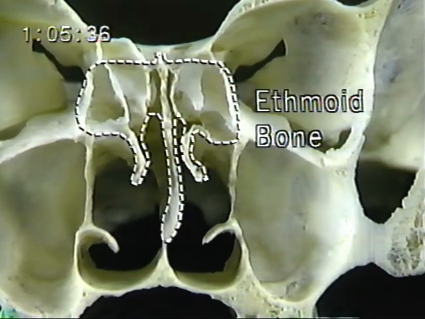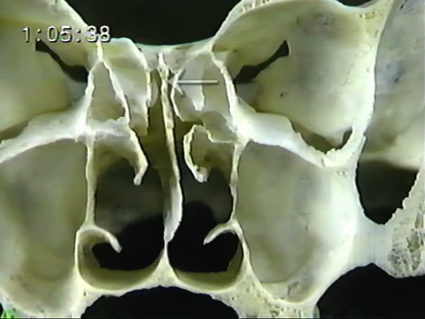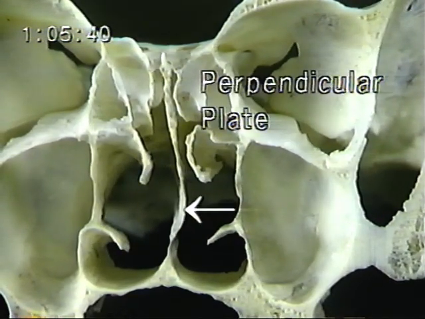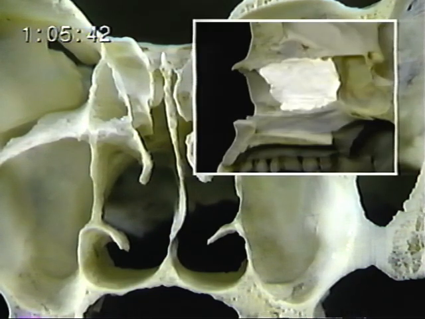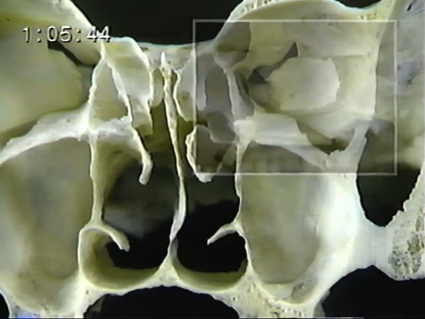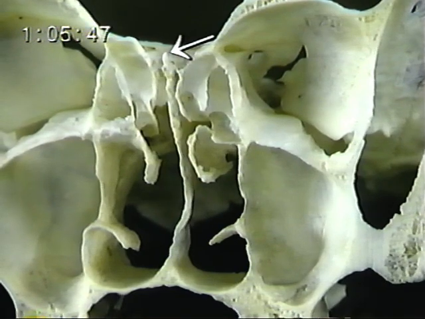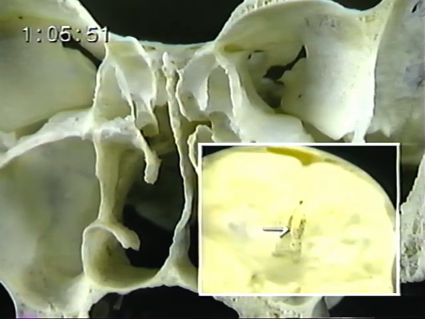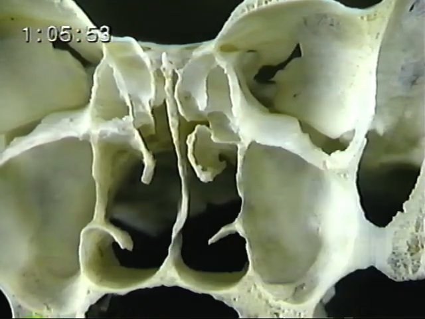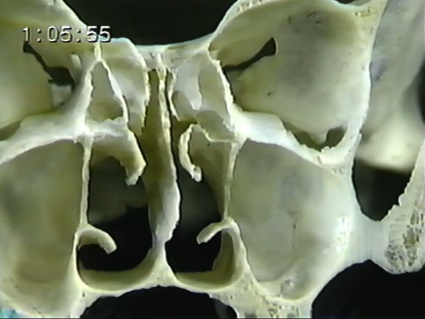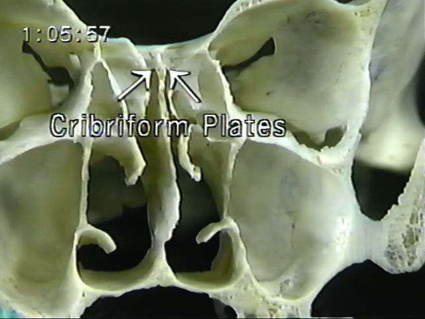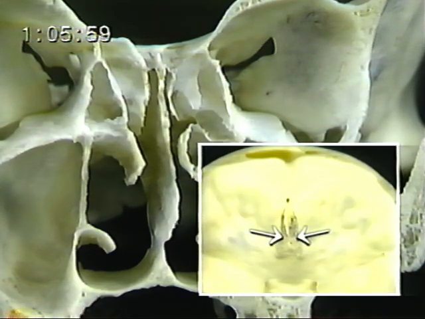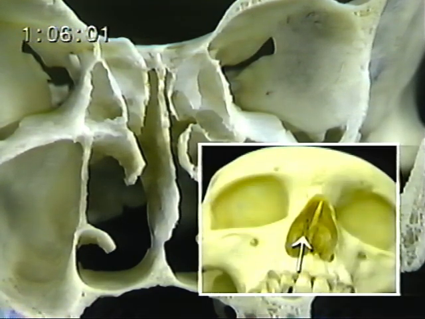All of this is the ethmoid bone. This part, the perpendicular plate of the ethmoid, forms a large part of the bony nasal septum. This upward projection is the beginning of the crista galli, which rises up in the floor of the anterior cranial fossa. On each side of the crista galli are the cribriform plates, which we've seen already from above and from below.